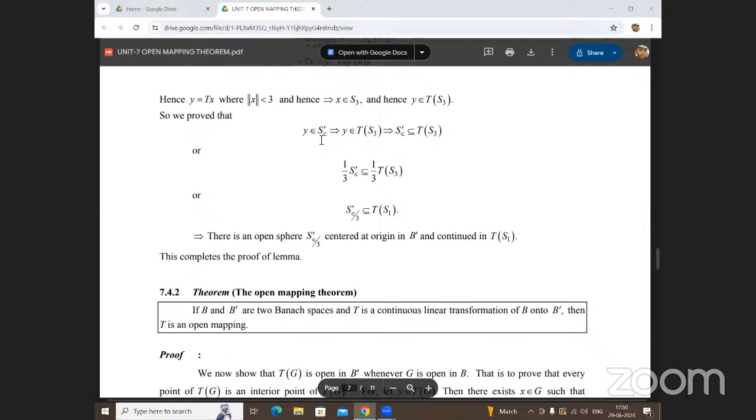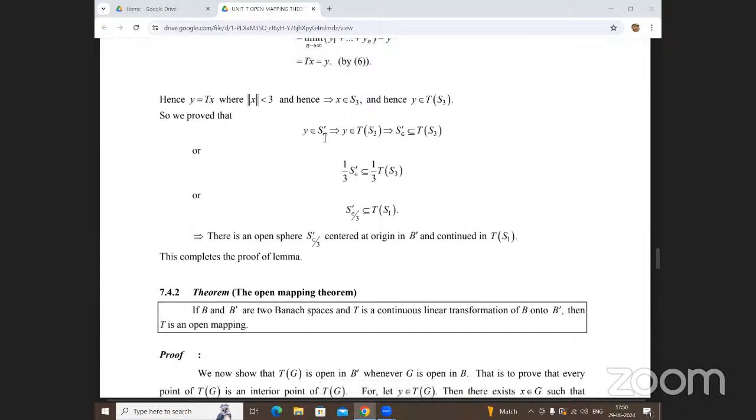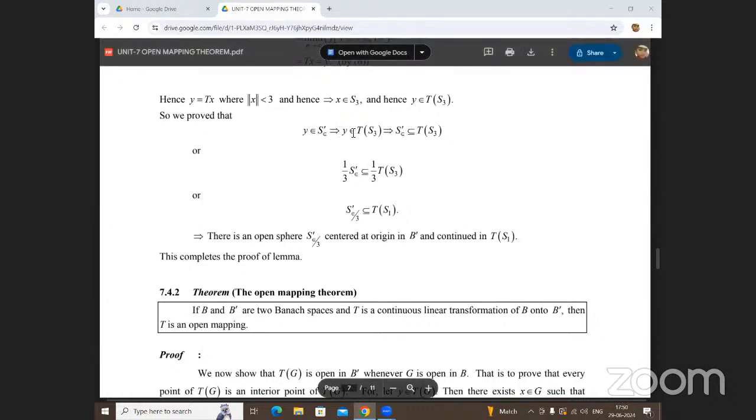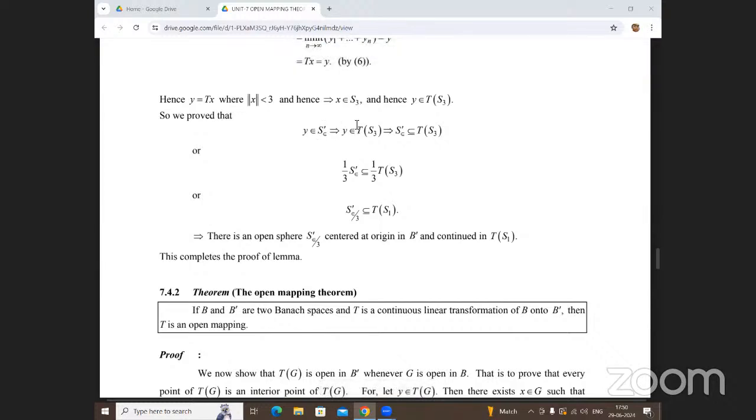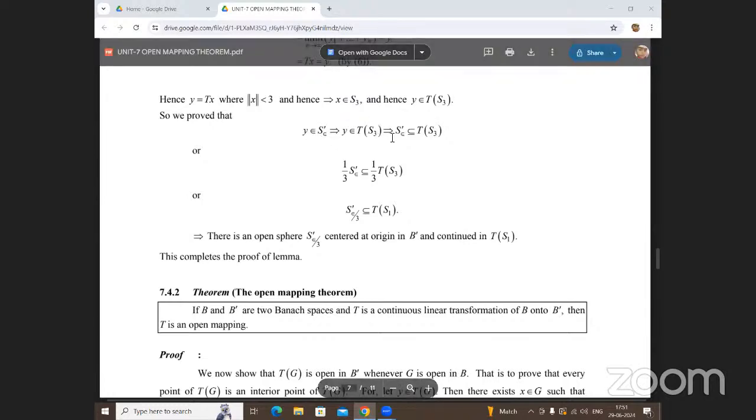And we proved that y also belongs to S epsilon dash, a sphere. That sphere is in the image of the open sphere. So that element y is also one of the interior points. So y belongs to T of S3. Finally, S epsilon dash is contained in or equal to it. So y is an interior point of S epsilon dash. Y is also another interior point belonging to T of S3. So finally, S epsilon dash is contained in or equal to it according to that condition. So the same element belongs to S epsilon dash and T of S3.